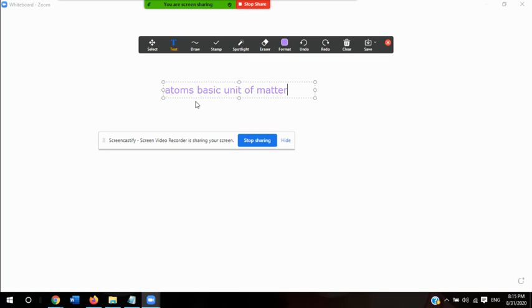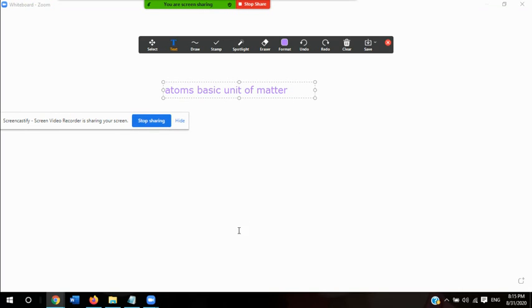Atoms, as we all know, are composed of three parts: protons, which are positively charged particles, electrons, which are negatively charged particles, and neutrons, which are neutral in charge. An atom is neutral overall because there is an equal amount of protons and electrons, and their charges cancel each other out.